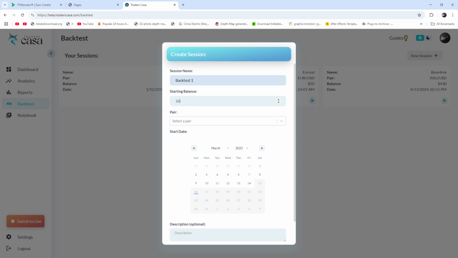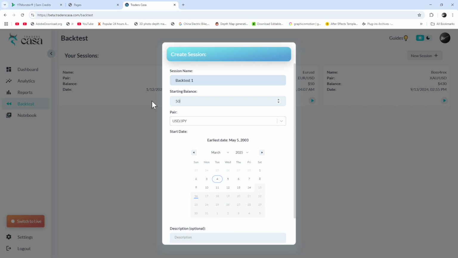It means if I deposited $50, I will have 10 chances of losing $5 on each. So if you want to deposit $100, then your risk to reward will be 1:3, which means you will be risking $10 per each trade. So that's what we are going to do.